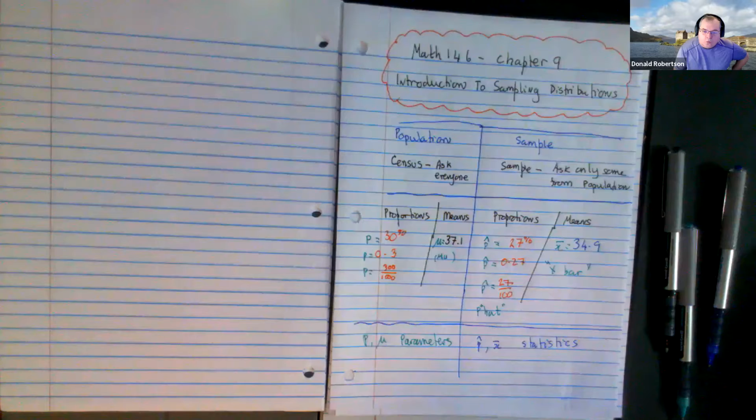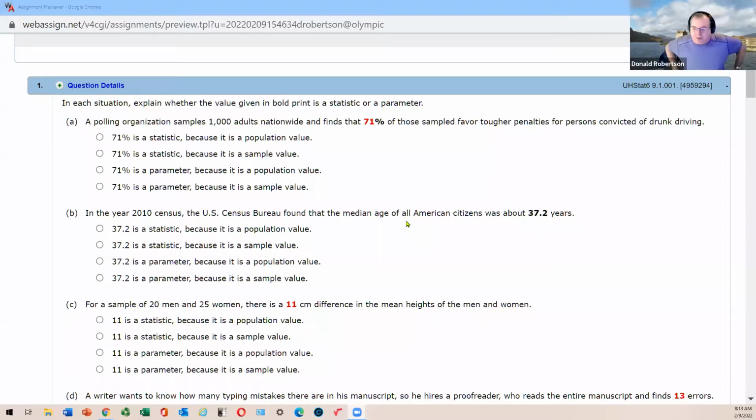The first section of homework is pretty much just getting you to do that type of thing. So let's have a look. In question 1, in each situation, explain whether the value given in bold print, so in this case it says 71%, is a statistic or a parameter. So you have to read the story to decide, did this 71% come by asking a sample of people, or did it come from a census where they got the answer by asking everybody, right?